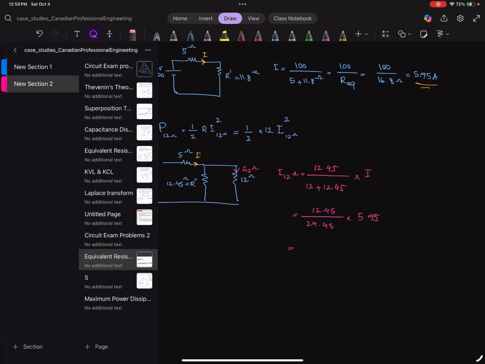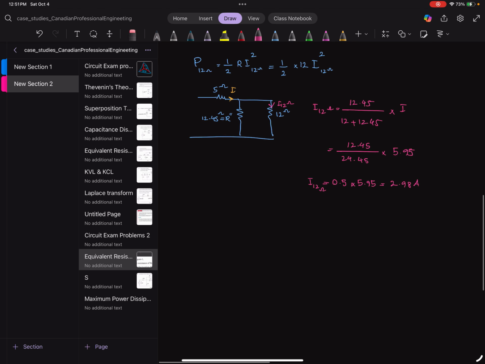So it's about almost half, let's say. So this is about half of 5.95, it's going to be 2.98, let's say, amp. So this is our I 12 ohm. Are we done? Not yet.